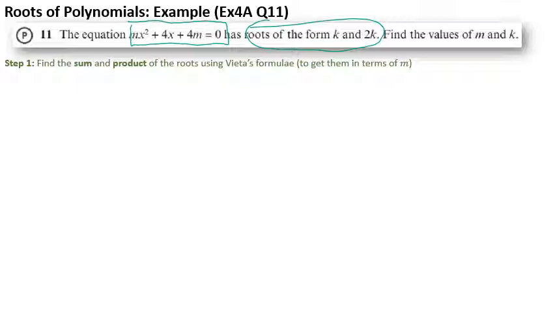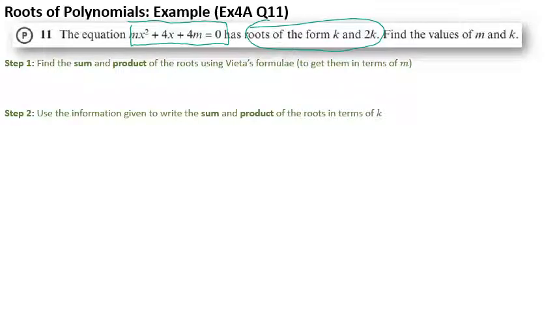And this will give us results in terms of m, because the sum and the product of the roots from the original standard format for a quadratic will all be in terms of a, b, and c. So we'll get our values in terms of m. After that, we can use the information given in the question to write the sum and the product of the roots in terms of k. So they've told you that the roots are k and 2k. You could add them, you could multiply them, and that will give you the sum and the product, but this time in terms of k.